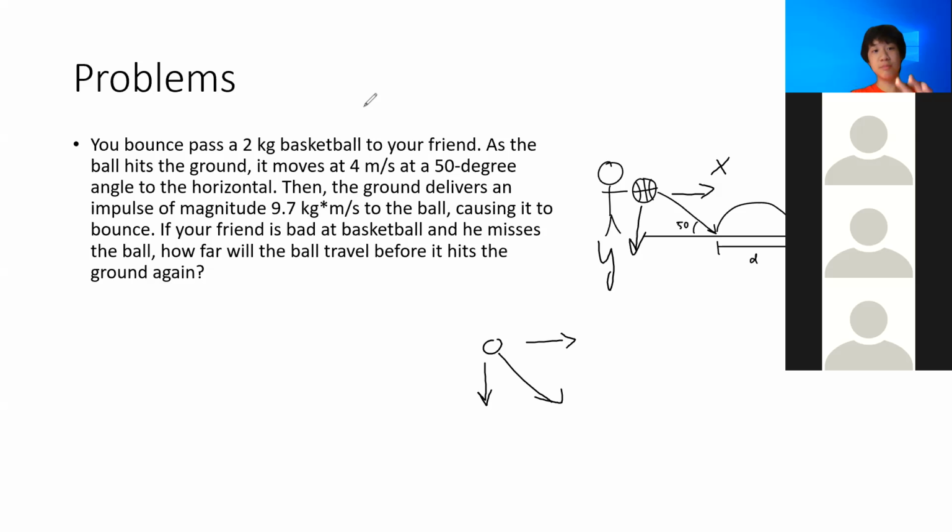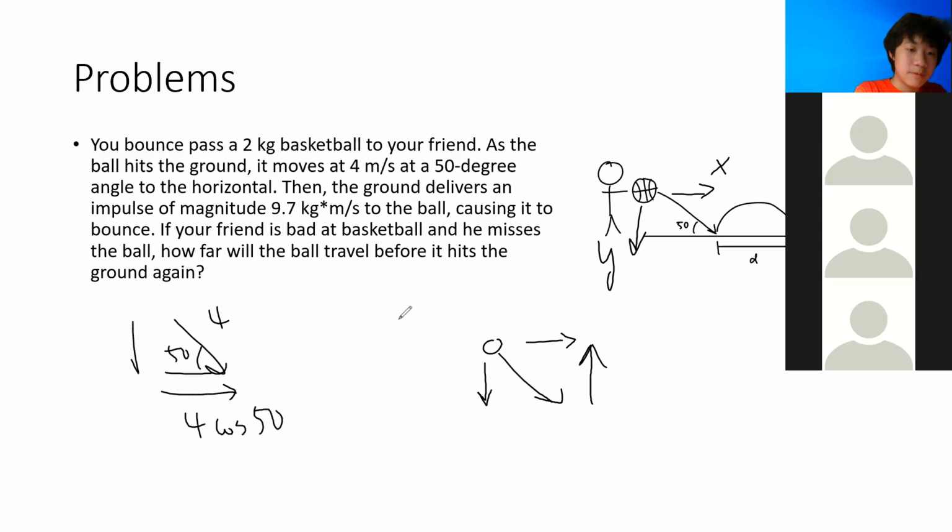And the thing is, momentum will only change if force is applied. So the ground will deliver impulse in the y direction upward, but it's not going to do anything to the momentum in the x direction. So the momentum in the x direction before and after the bounce is always going to stay the same. And it's just the y momentum that's changing. So how do we find that? Well, it's moving at 4 meters per second at an angle of 50 degrees. So x momentum is just 4 cosine 50, y momentum 4 sine of 50.